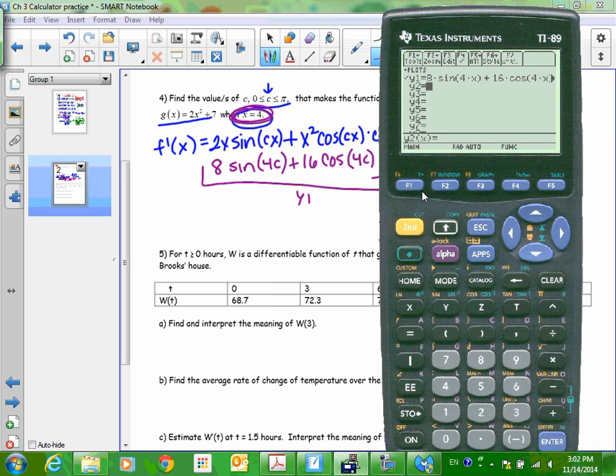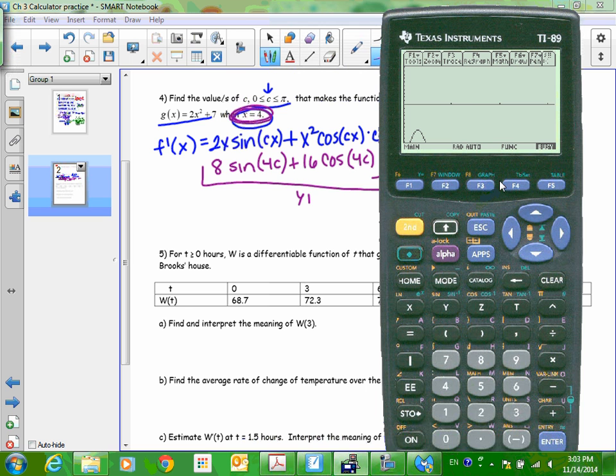Now, instead of just doing zoom 6, I'm going to pick my window. My answer has to be between what two numbers? 0 and 3.14. So watch this. In place of x min, I am going to put 0. What do you think I'm going to put for x max? Pi. I can type in 3.14 or I can just put the pi symbol and it does it for me. Let's press graph and you'll see.